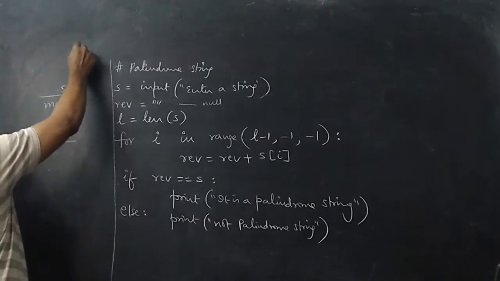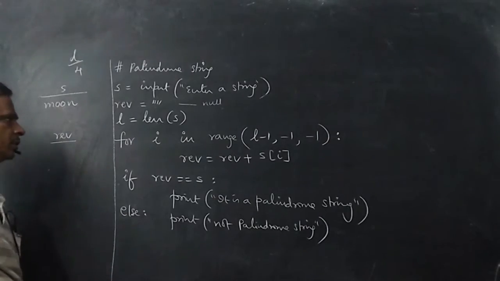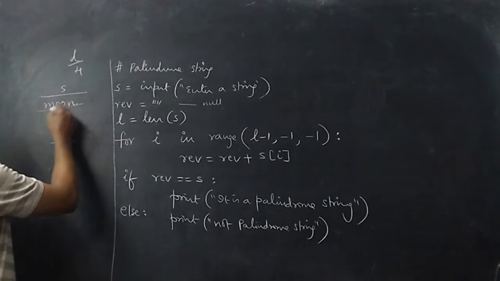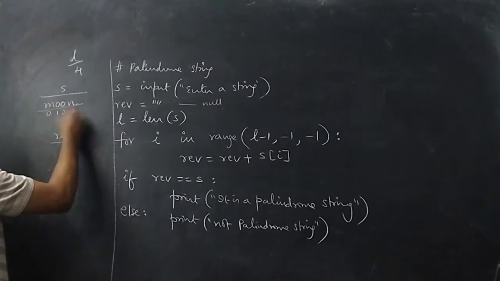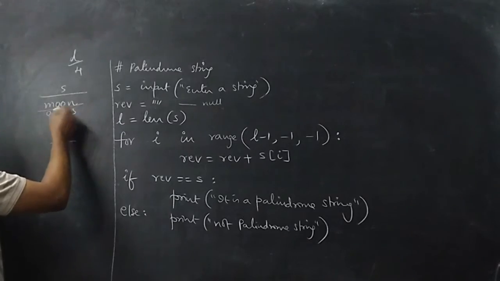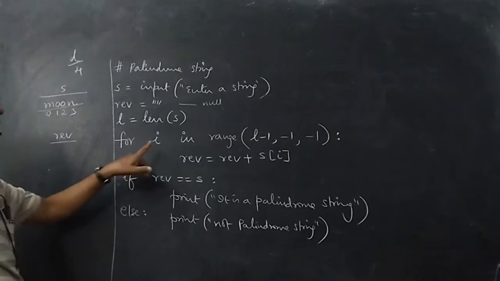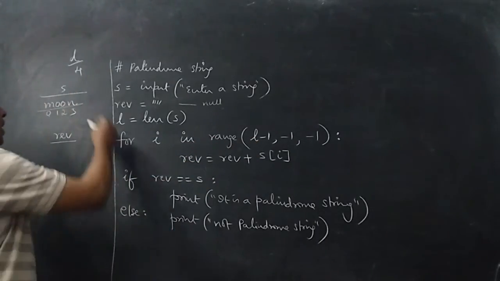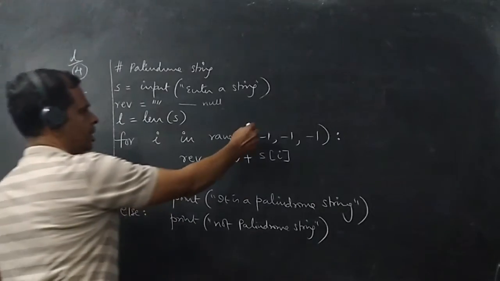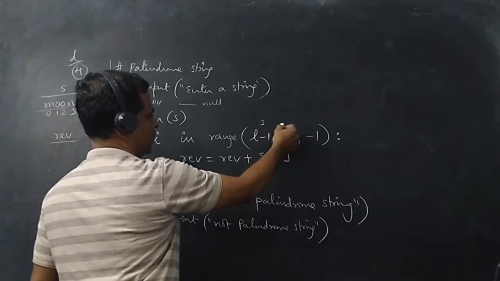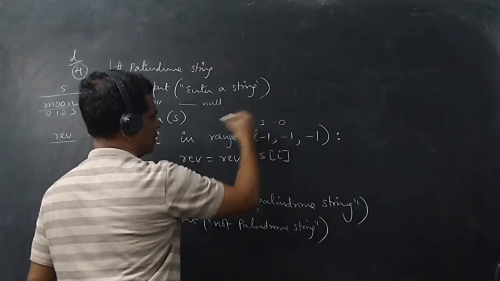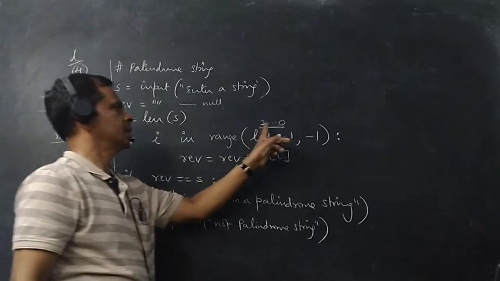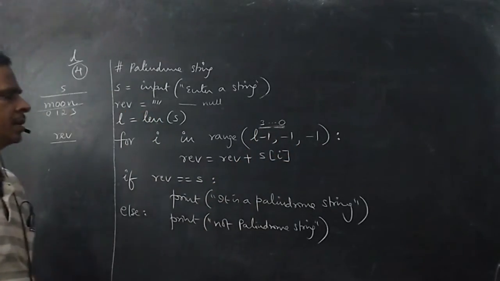Then what is L? L is 4, of course. For I in range, because I want to read, these are the positions now: 0 position, 1 position, 2 position, 3 position. From the third position onwards, I have to come back. Therefore, for I in range, L minus 1, in the sense 4 minus 1, 3. From 3, minus 1 in the sense it comes from 3 to 0. 3, 2, 1, 0 will come. It decrements. This is telling that the step is decrement.